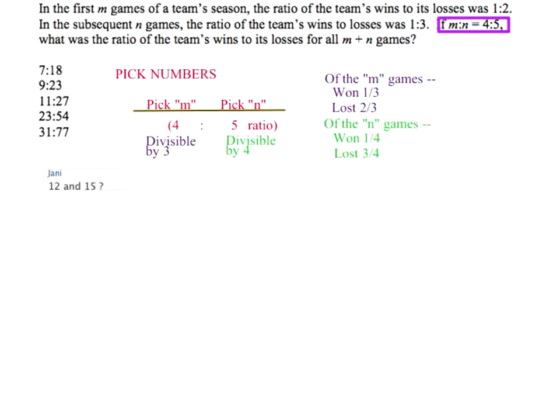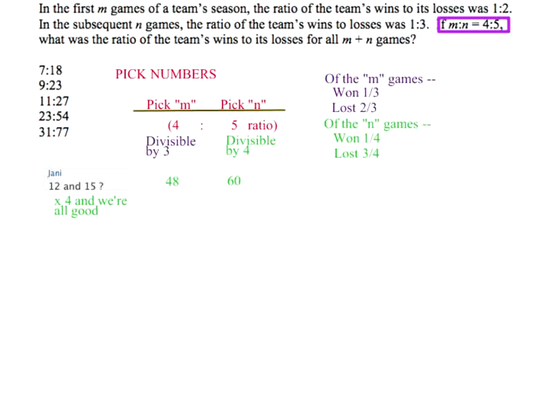So Jenny, I don't really know exactly how to pronounce that, says, what if we pick 12 or 15? Well, let's just see what happens if we do. So that works here. The 4 to 5 works. The divisible by 3 works. But this doesn't work. 15 is not divisible by 4. So we just need to multiply this by 4, and then we're all good. So we can make this 48 and then 60.